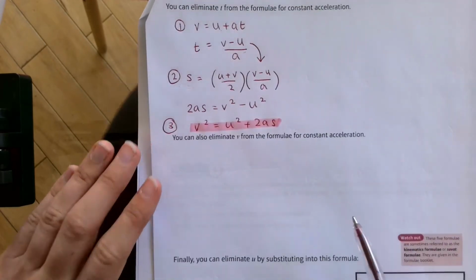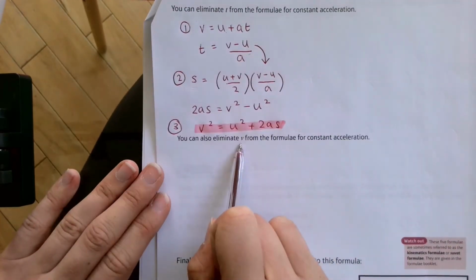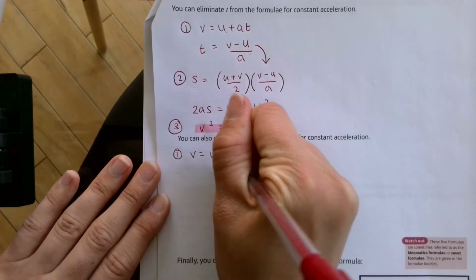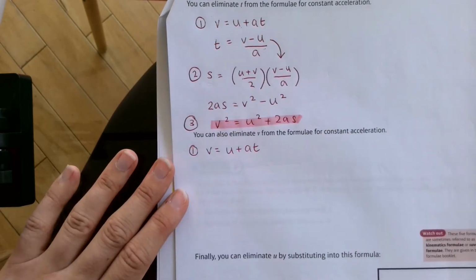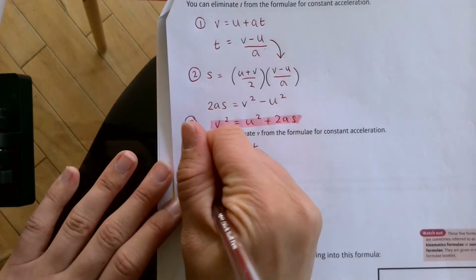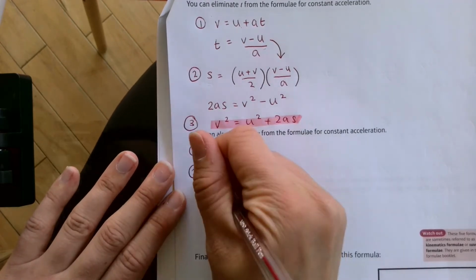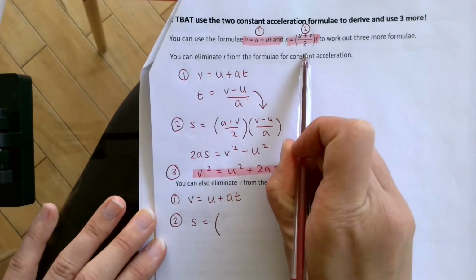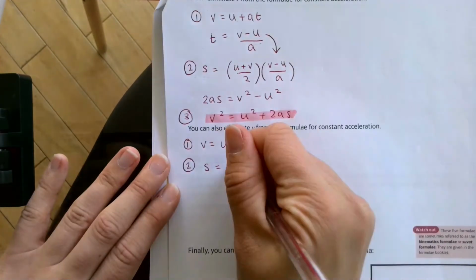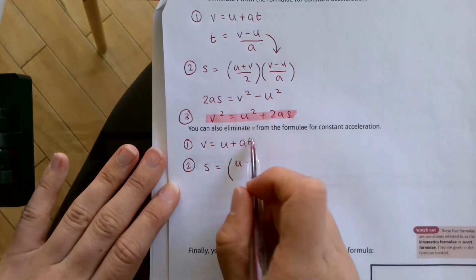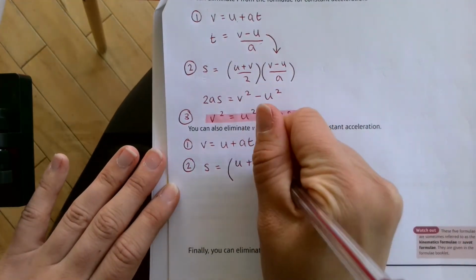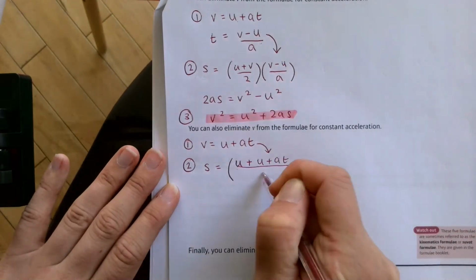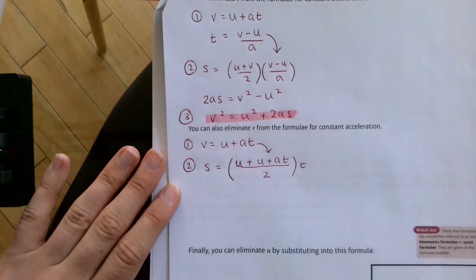Okay, into this next one then. I'm going to do a similar thing, but I'm going to eliminate v this time. If I go back to the first equation, v equals u plus at, I don't need to rearrange it because v is already the subject. I'm going to sub straight into the second equation. The second equation was s equals (u plus v) over 2 times t. So u plus, instead of v, I'm going to use u plus at, all over 2 and multiplied by t at the end.